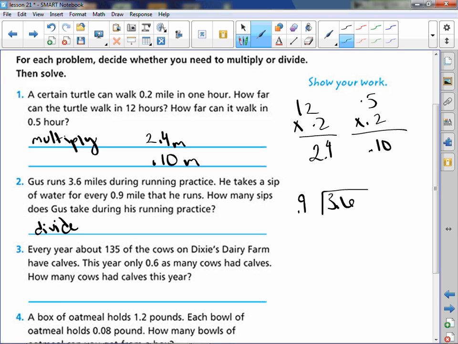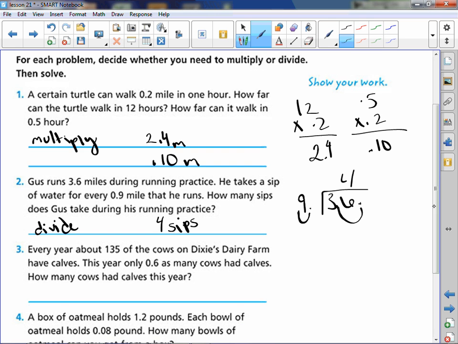And you know, when you have the decimal out there, you're going to move it over a place value. And you're going to take this decimal and you're going to move it over a place value. So now all we're looking at is taking 36 and dividing that by 9. So 36 divided by 9 is 4, which is exactly 36. So I'm done. So he's going to take 4 sips.